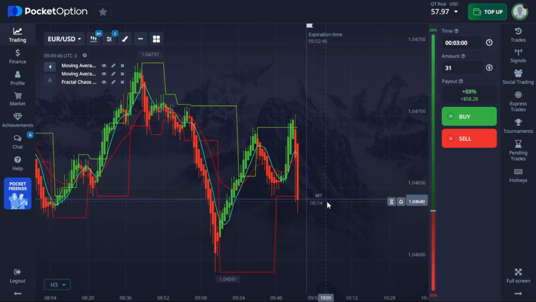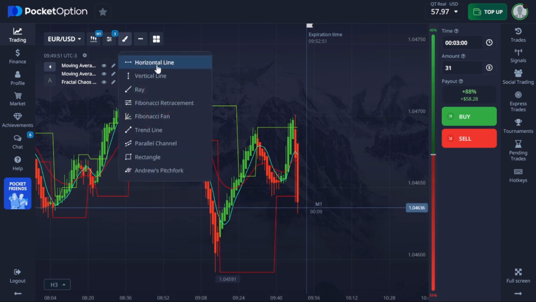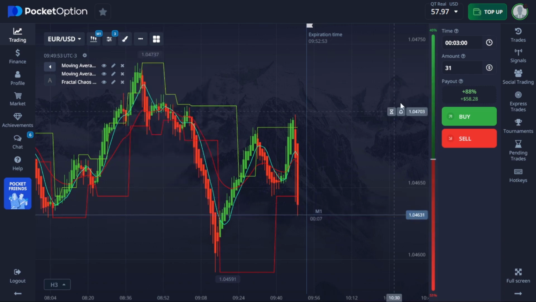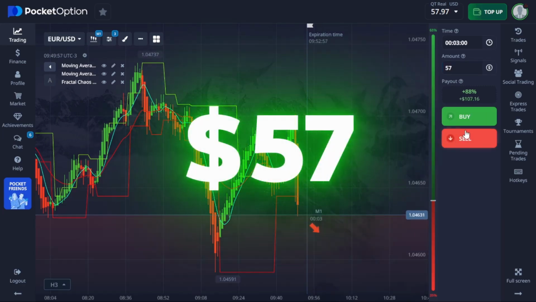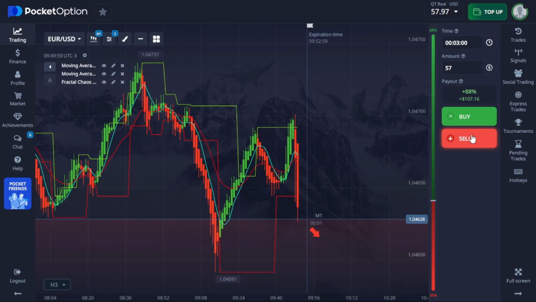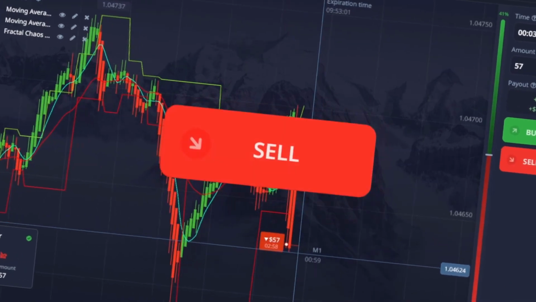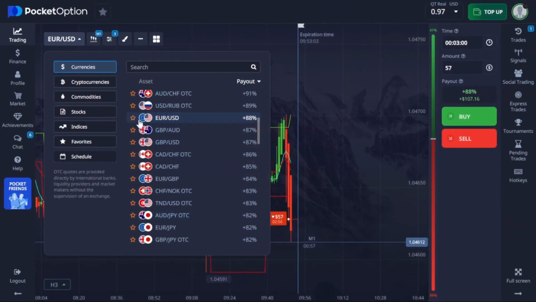Right here, guys, on the EUR/USD, we're getting a new position. Look at that right here. Okay, we're gonna use $57 on that one, and we're gonna click on the sell button because the candle just broke the channel. Pay attention to that.